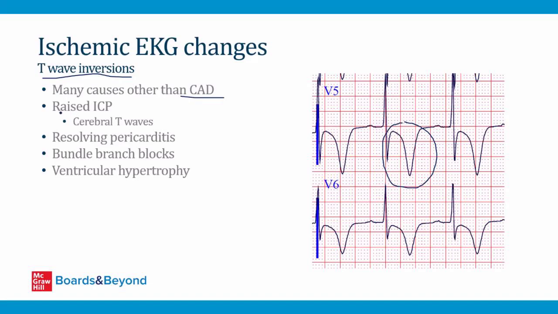For example, when there's raised intracranial pressure in the brain, that can send electrical signals to the heart via nerve fibers, causing T-wave inversions. These are called cerebral T-waves. You can also see T-wave inversions in resolving pericarditis, which I talk about in another video. T-wave inversions are also a normal finding in patients with bundle branch blocks and left ventricular hypertrophy. So although they do occur in subendocardial ischemia, they're not specific because they also occur in many other conditions.